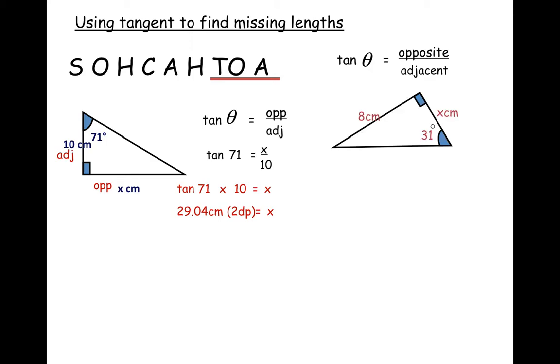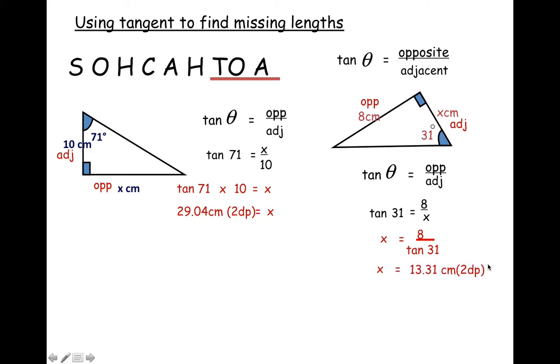Here's another triangle. Again, it's kind of rotated. So label my triangle as per we always do. Adjacent, opposite. We know it's TOA. So again, write down the relationship, plug in as we do. Tan 31 equals 8 centimeters over, I don't know. My unknown's at the bottom. So therefore I need to swap. So it turns into x equals 8 divided by tan 31. Again, on your calculator, use the division function key. Do not type this in as a fraction. X equals 13.31 centimeters, rounded to 2 decimal places.